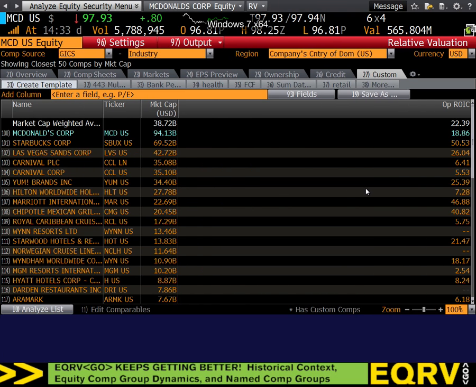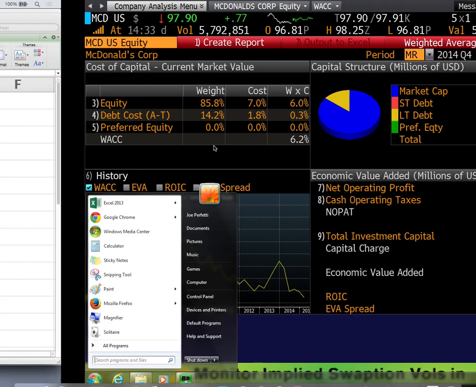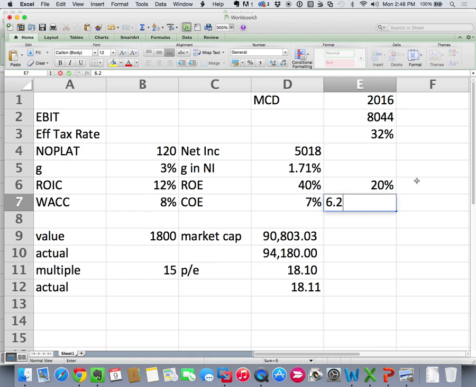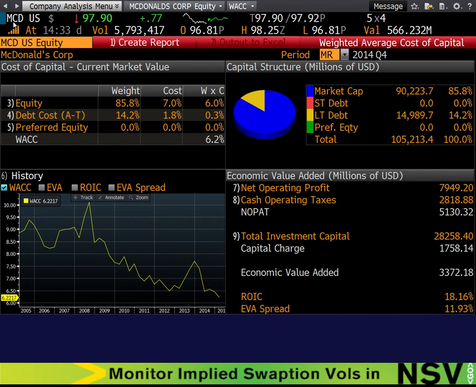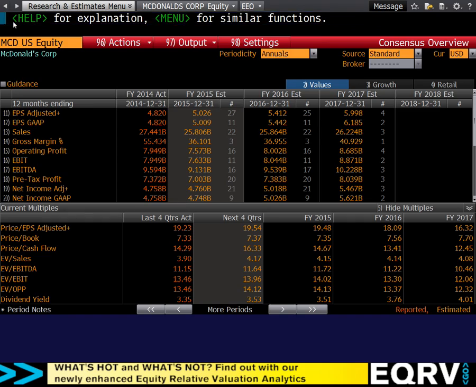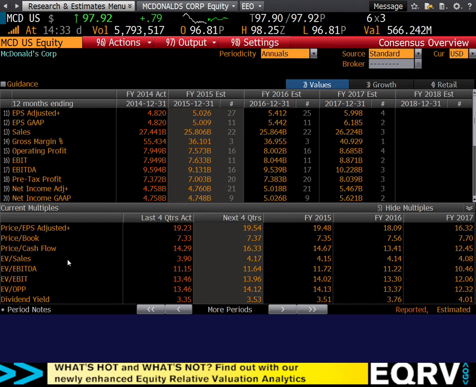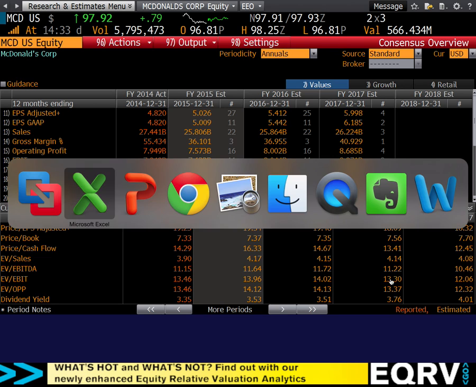And finally, I need a WACC. McDonald's WACC, 6.2%. Now I'm ready to solve for their enterprise value, assuming a growth rate. We're going to solve for the growth rate again. So, their actual multiple on EEO, that I'm trying to get close to, EV to EBIT is 13.3.